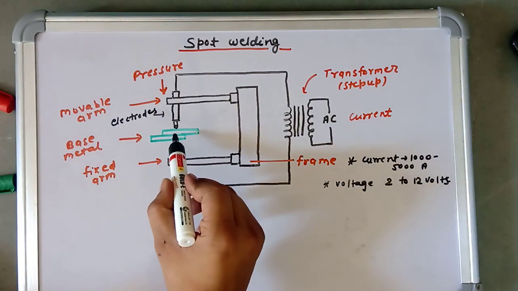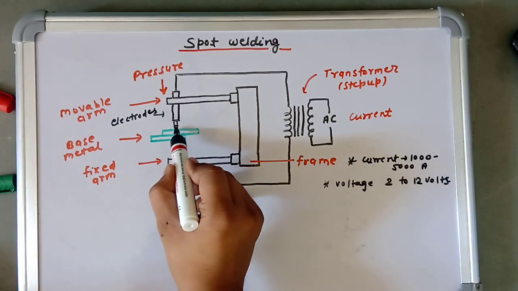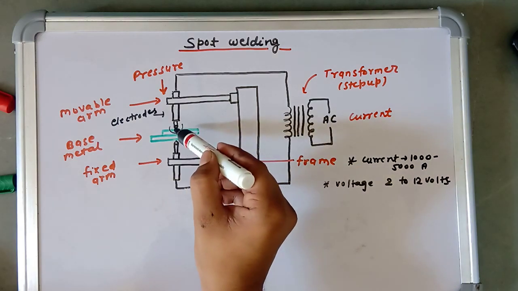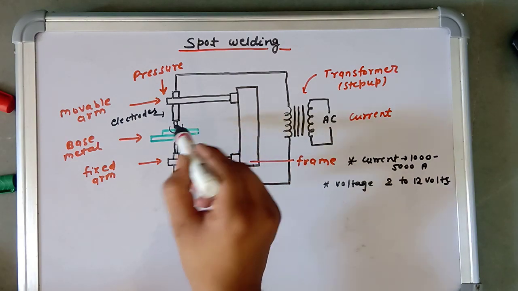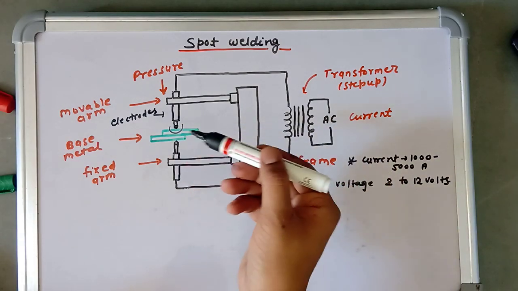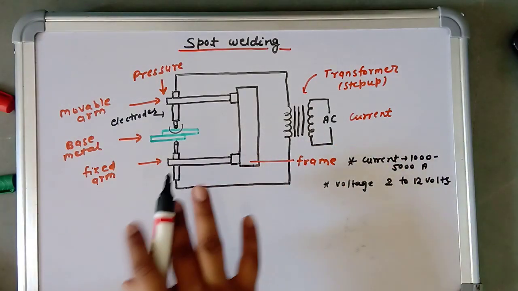Suppose you want to weld the material from this zone. In this particular zone pressure is applied in the spot form, and then the current is also provided here, which produces heat. So that's why in this way spot welding welds the parent material.